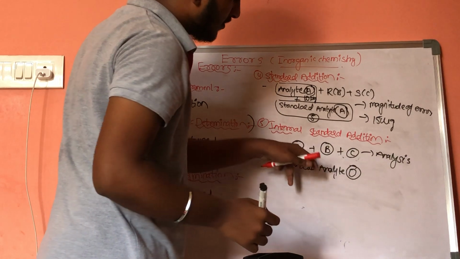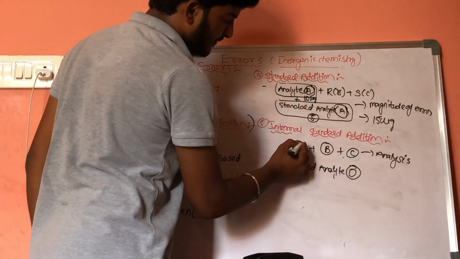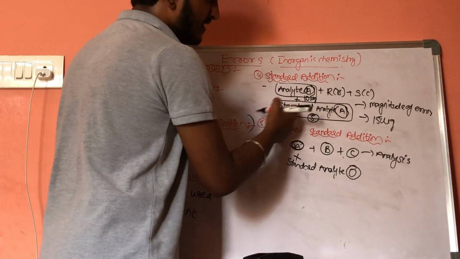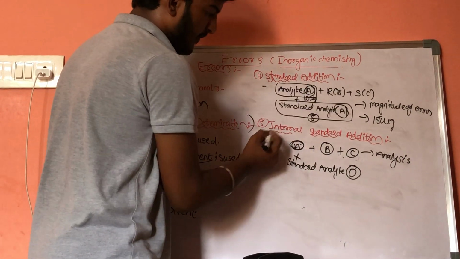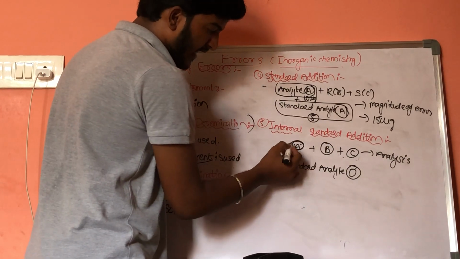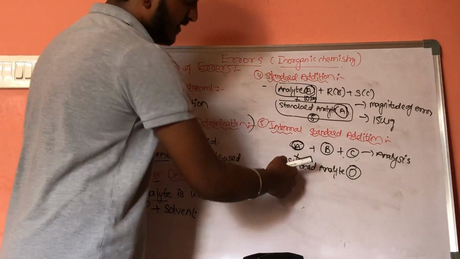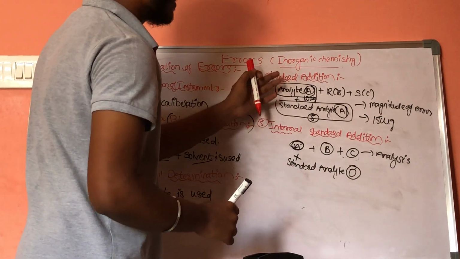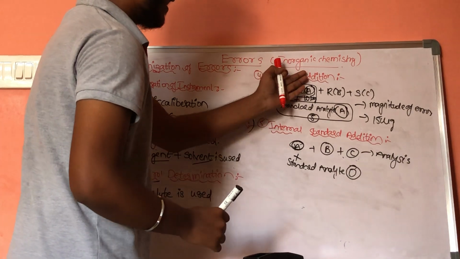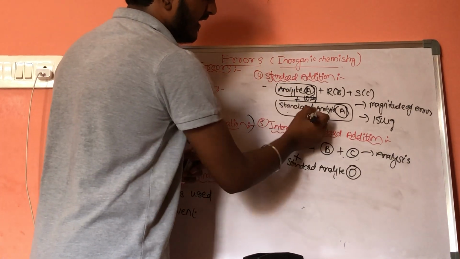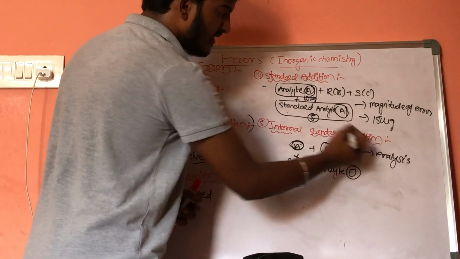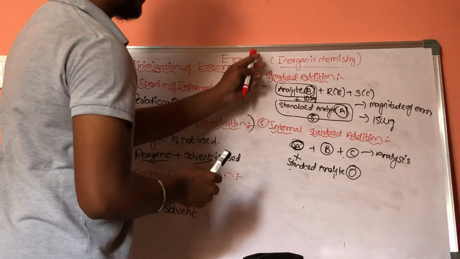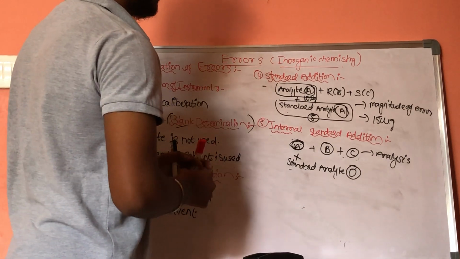This standard analyte should not have the same features as A. In standard addition, analyte A and standard analyte A should be the same, but in internal standard addition, analyte A and standard analyte D should be different. These are the main differences between standard addition and internal standard addition.